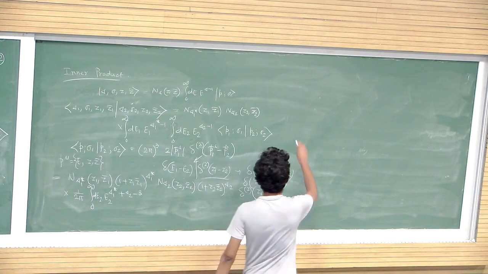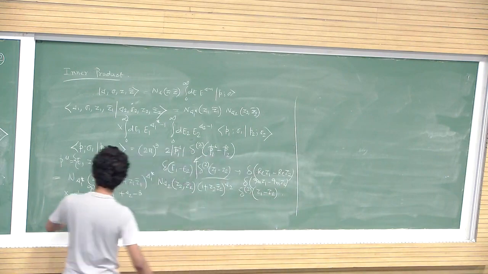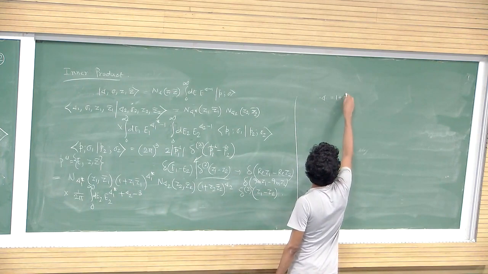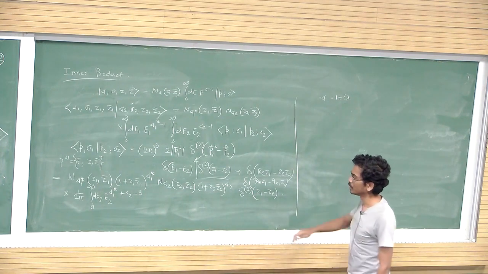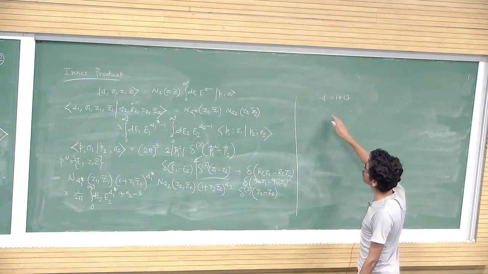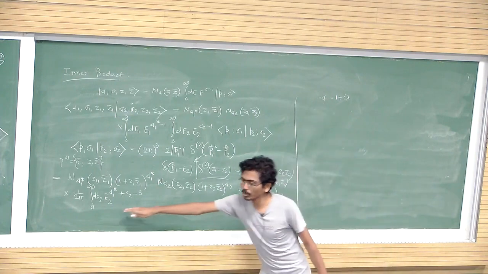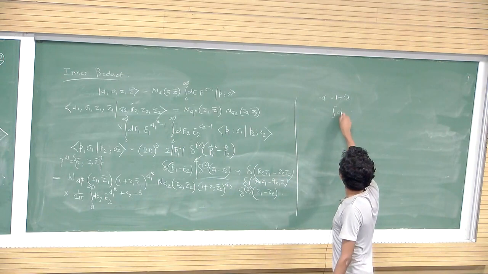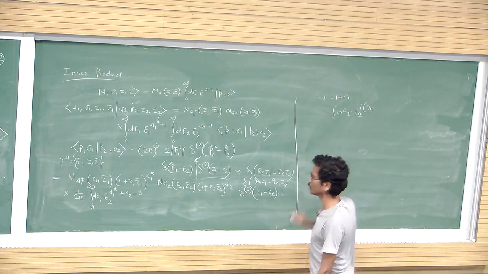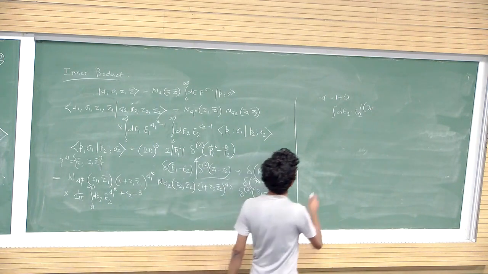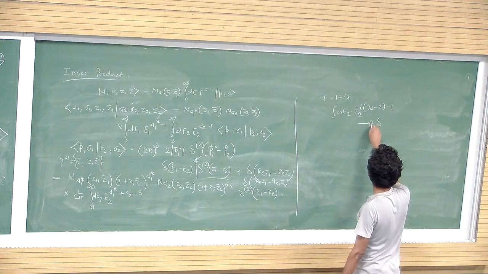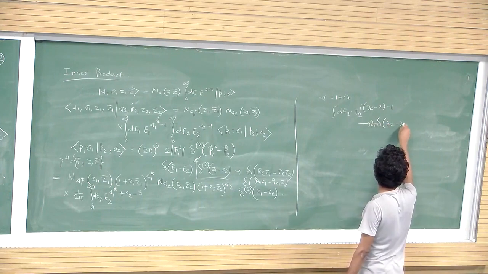Now this is not in general convergent, but if you choose delta 1 equals 1 plus i lambda, then you can actually get a delta function from this integral. If you choose delta equals 1 plus i lambda, this integral will look like dE2 E2 to the i of lambda 2 minus lambda 1 minus 1, and that is our delta function, 2 pi delta of lambda 2 minus lambda 1.